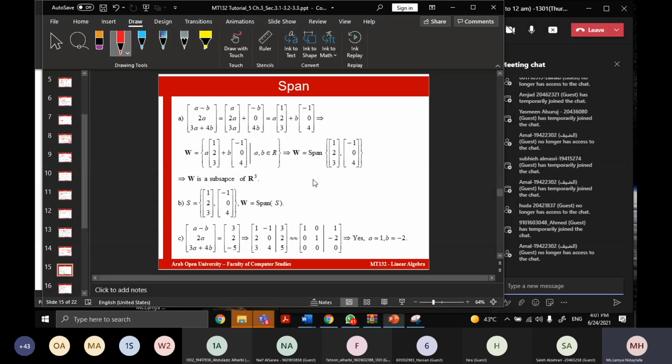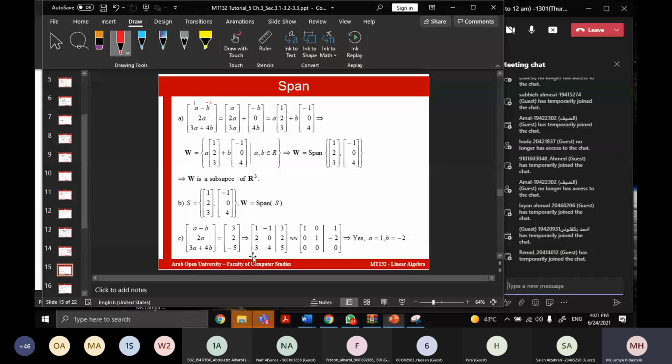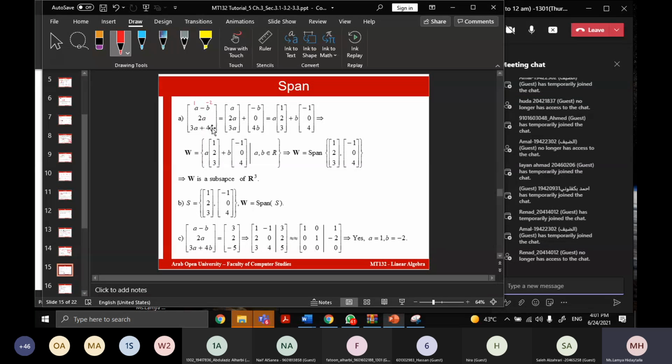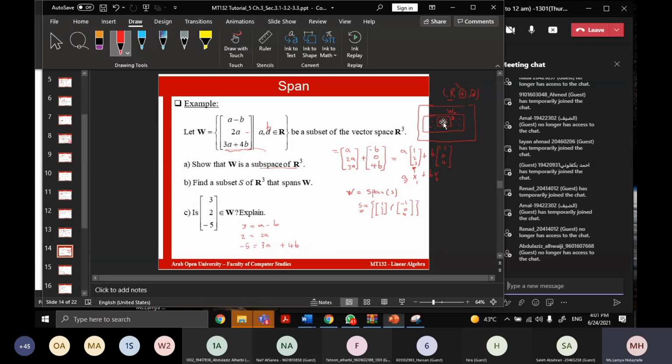Okay, let's try. Take A equal 1 and B equal minus 2. So 1 minus minus 2, that is 1 plus 2, which is 3. Isn't it 3? Now 2 times A, which is 1, gives 2. Now 3 times 1 plus 4 times minus 2. 4 times minus 2 is minus 8, and minus 8 plus 3 is minus 5. So yes, correct. You got it? If I got the values of A and B, I'm done. Yes, that means your vector is in the space here.